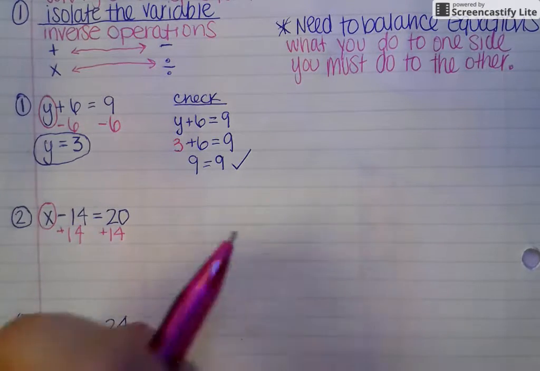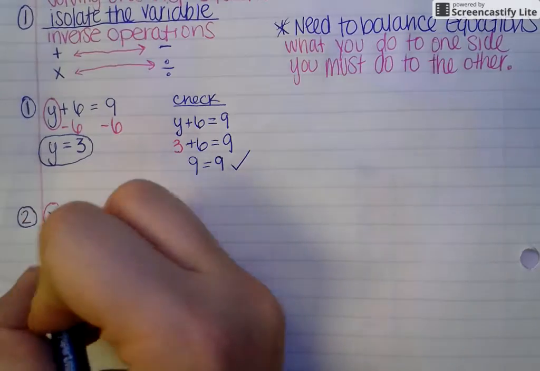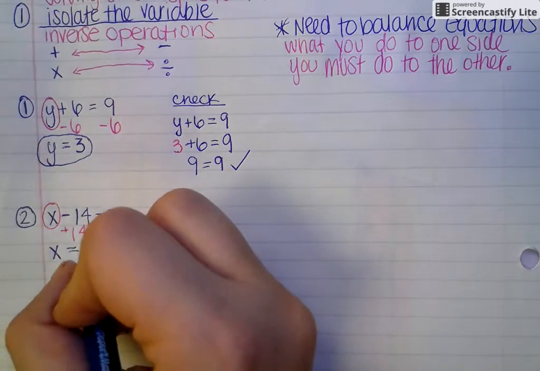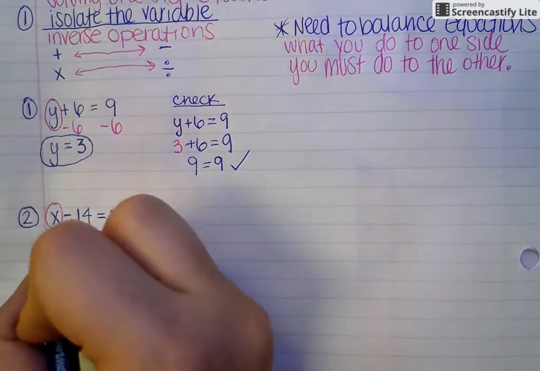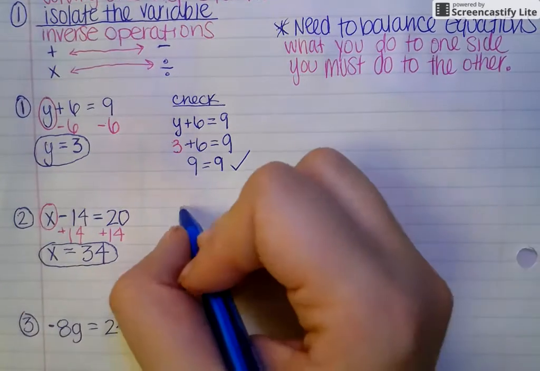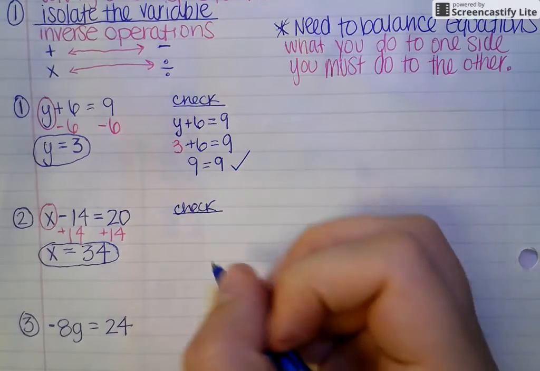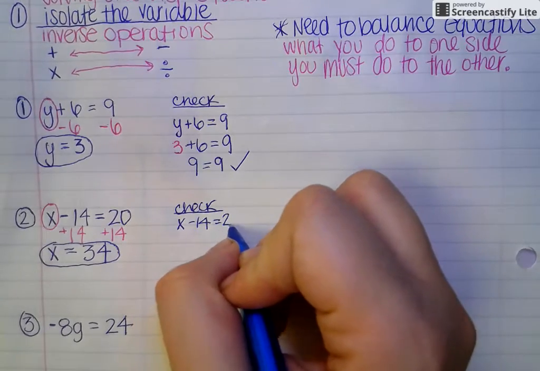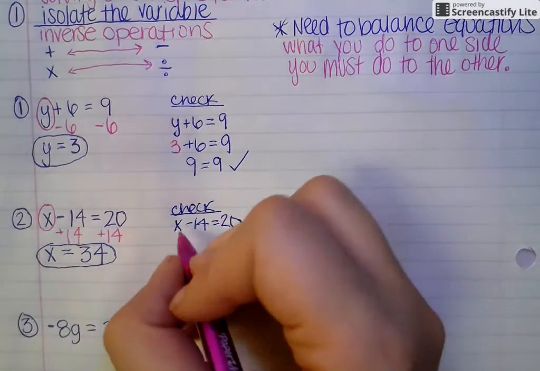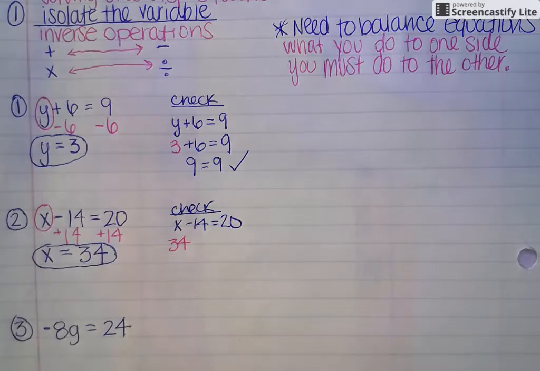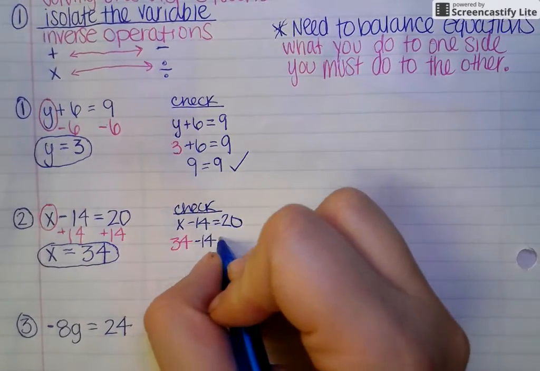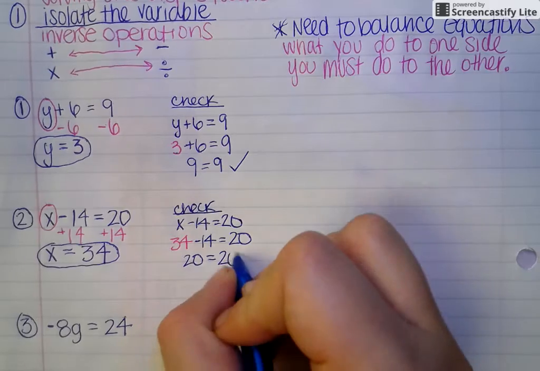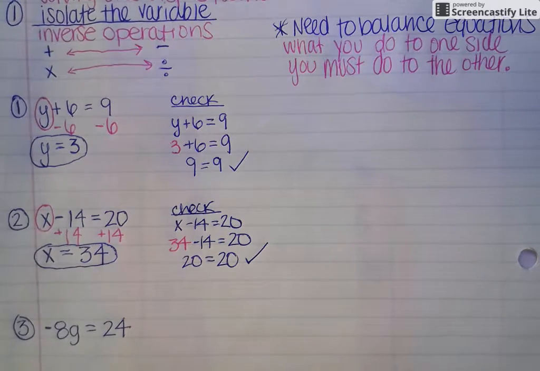So now I'm going to be left with x. These are going to cancel. So I have equals, and I'm going to do 20 plus 14, which gives me 34. I'm going to circle my final answer. And then I'm going to check to see, am I correct? So I'm going to rewrite my equation, x minus 14 equals 20. I'm going to substitute 34 in. 34 minus 14 is 20, so 20 equals 20. So I am correct. So x equals 34.